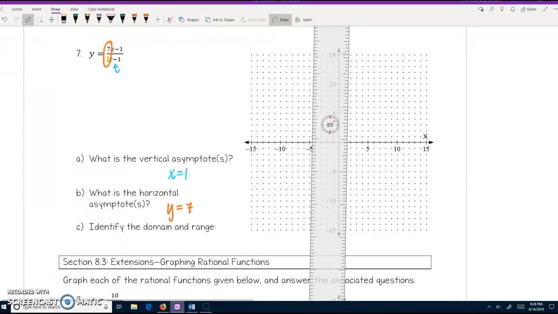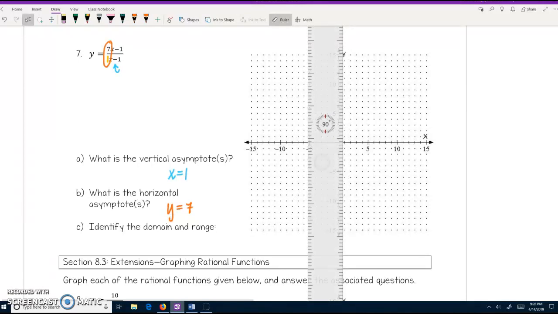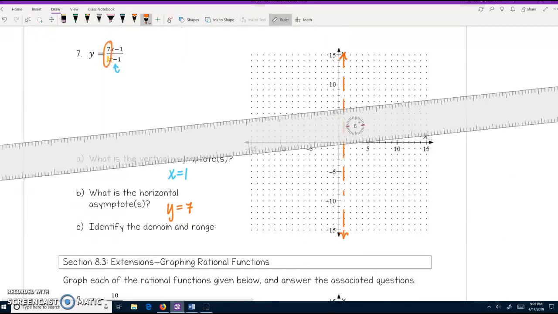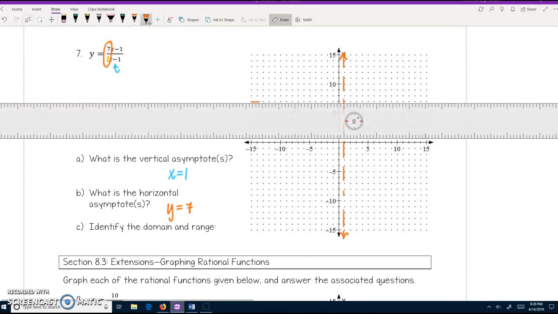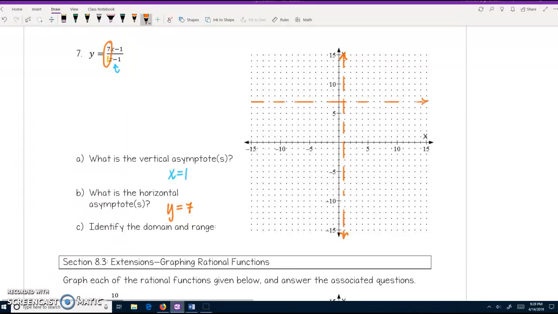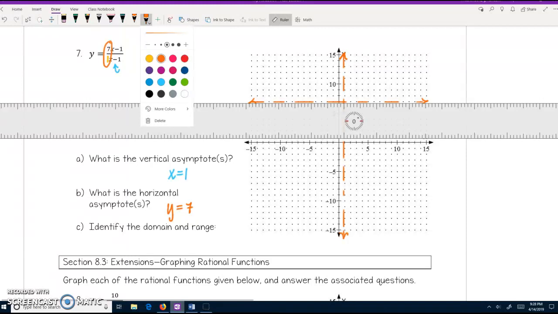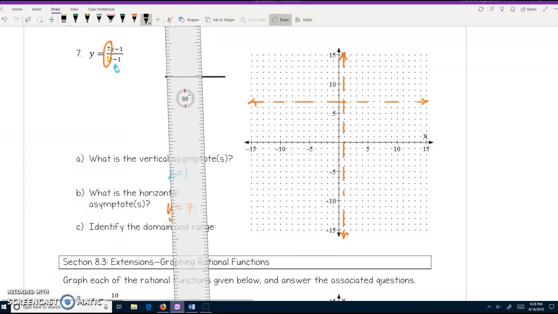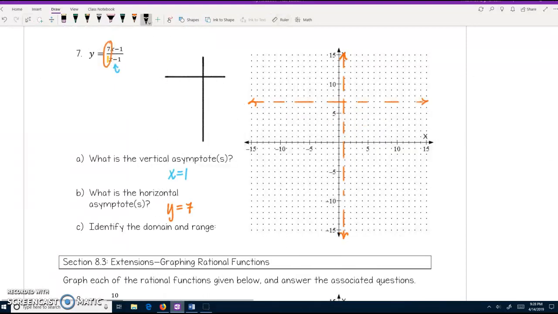So I'm going to go ahead and plot those asymptotes at x equals 1. That will be, oops, I can't get that to be quite straight. That's going to be my vertical asymptote right there. And then my horizontal asymptote is going to happen at 7. So I'm going to go ahead and loop this around. And then 7 is right here. So my graph's going to be shifted that way. So now I'm going to go ahead and pick my points, my x and y values that will allow me to plot this graph. So this is going to come here.